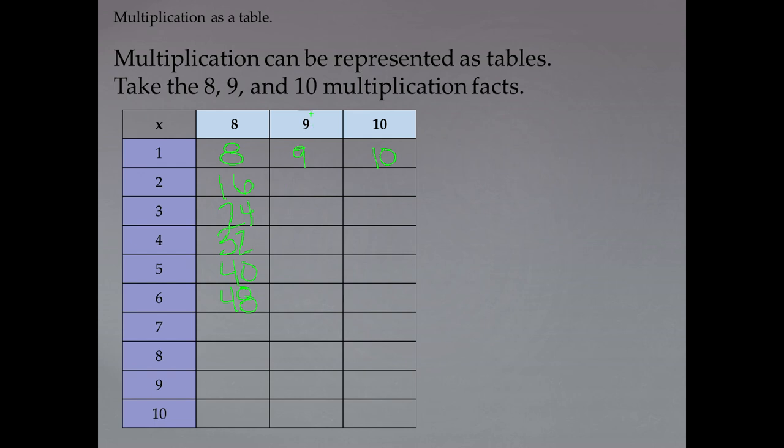So if I wanted to do my 9s, I could go 9 times 1, which we already did, is 9. 9 times 2, which is 18. 9 times 3, which is 27. 9 times 4, which is 36. Okay? And then I just continue down my row. The same with my 10s. 10 times 1 is 10. 10 times 2 is 20. 10 times 3 is 30. 10 times 4 is 40. Okay? That's how a multiplication table works.